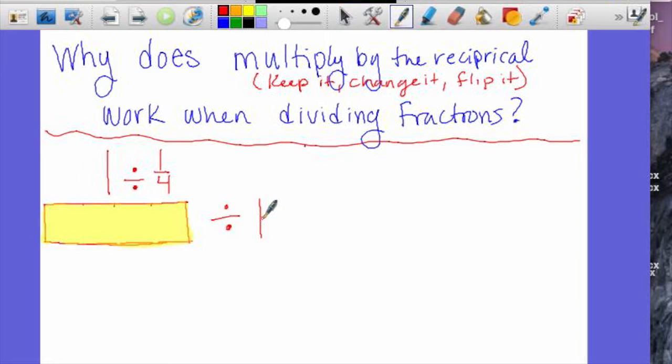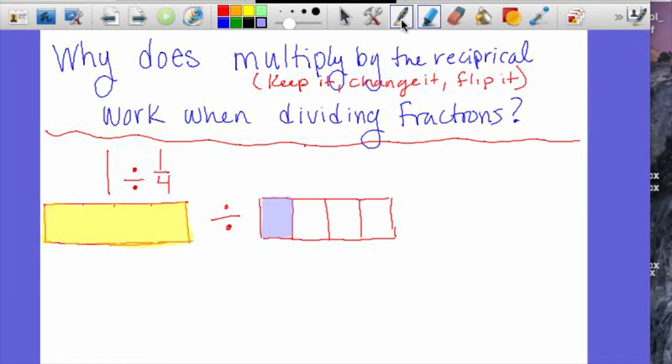So I need to draw the same basic shape here. It's important that they're the same. So if you could see me, I'm measuring, but you can't. Okay, and I want 1/4. So this time I do need to split it into fourths, and I only want one of these.